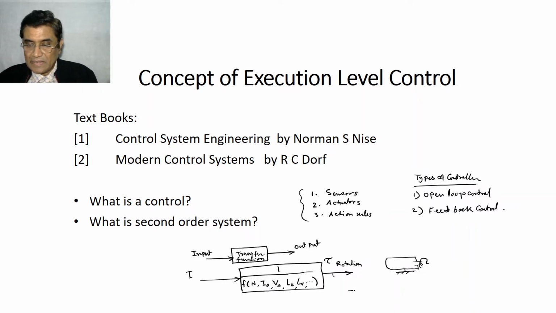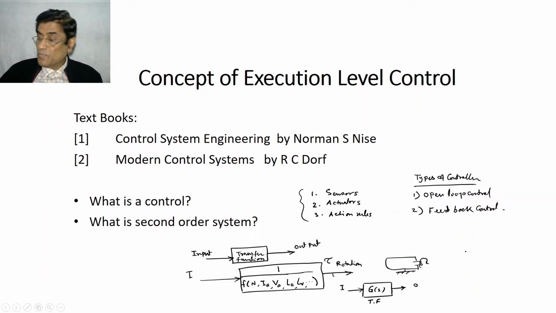And more pictorially, I will show it in a generalized way. So this is input, this is output, and this is the transfer function. G(s) is the transfer function. Why s is there, we will discuss later on. Now you see, this is open loop control.